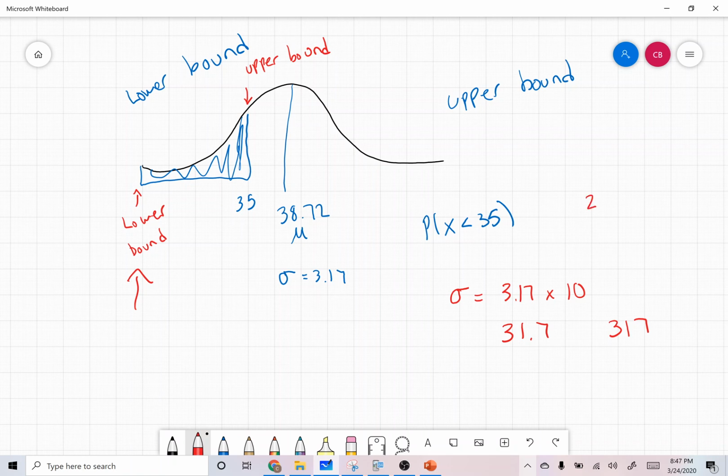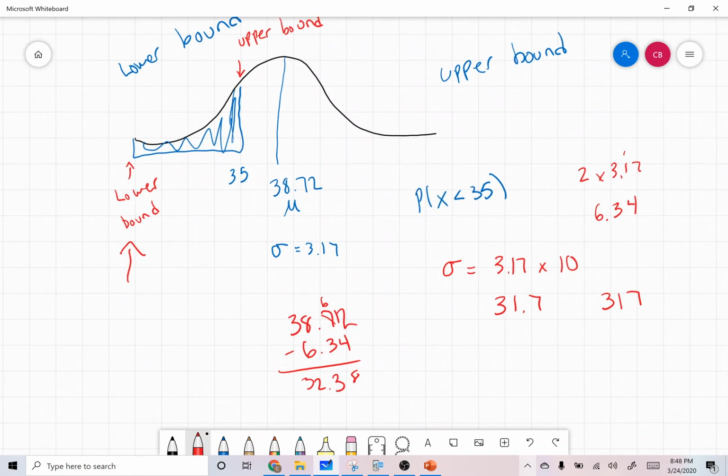let's say 2 times 3.17, that's going to give us 6.34. And so if we take 6.34 from 38.72, we get 32.38. So if we're at 32.38, that's 2 standard deviations away. Remember, 1 standard deviation was maybe right there. What's going to happen is we're going to miss this data here. And I'll show you what that looks like on the calculator.